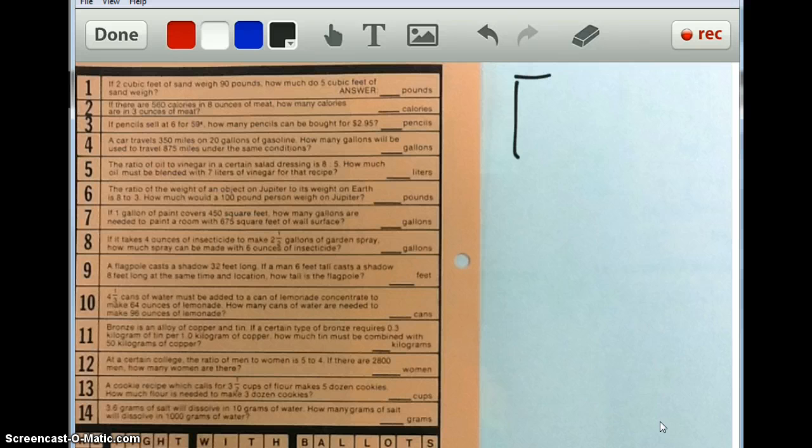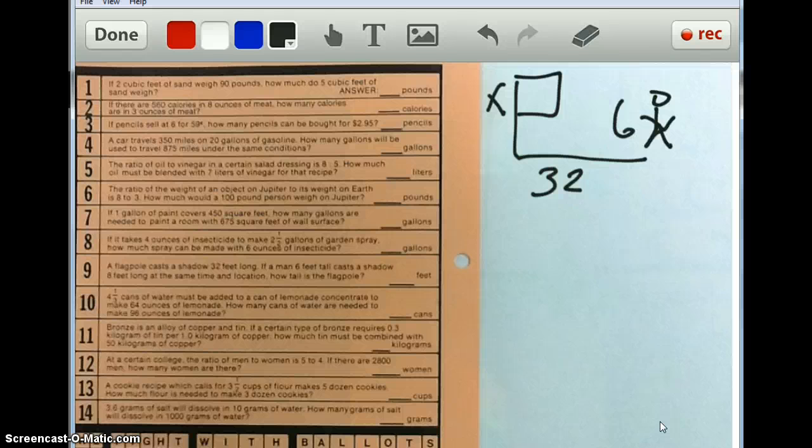Here is my flagpole, and here is the flagpole's shadow. So it says the flagpole casts a shadow of 32 feet long. So where does that go in my picture? Yeah, 32 feet is right there. Okay, do I know how tall the flagpole is? No. So I'm going to call that X. Then I've got a little guy, and he's standing here. And so how tall is he? Good, he's 6 feet tall. And he has a shadow, and his shadow is 8.